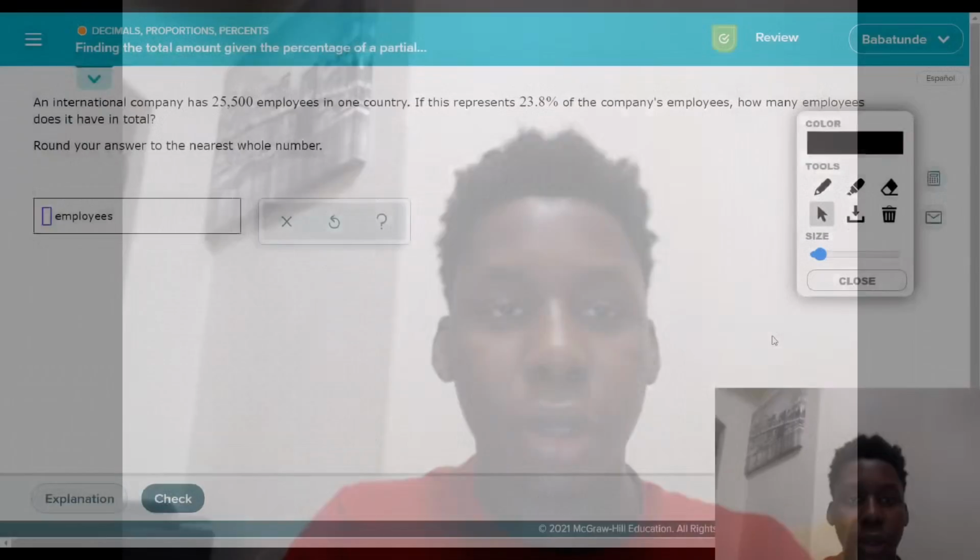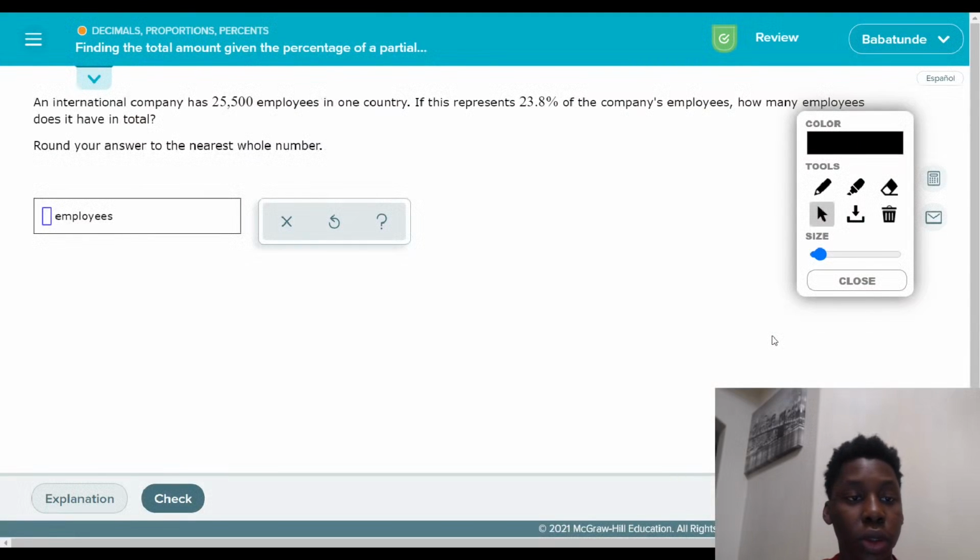My name is Babatunde, and today I'm going to be talking about finding the total amount given the percentage of a partial amount. This type of question is basically just asking us to find a particular amount of entities based on a separate value given to us. They're going to give us a value and a percentage, and they're going to ask us to find another value based on the percentage given to us.